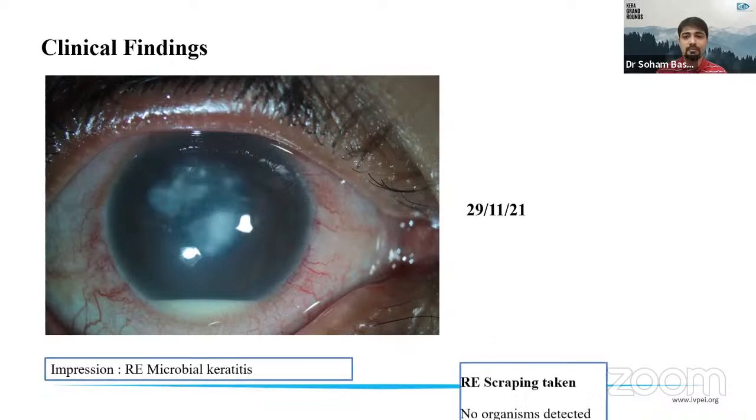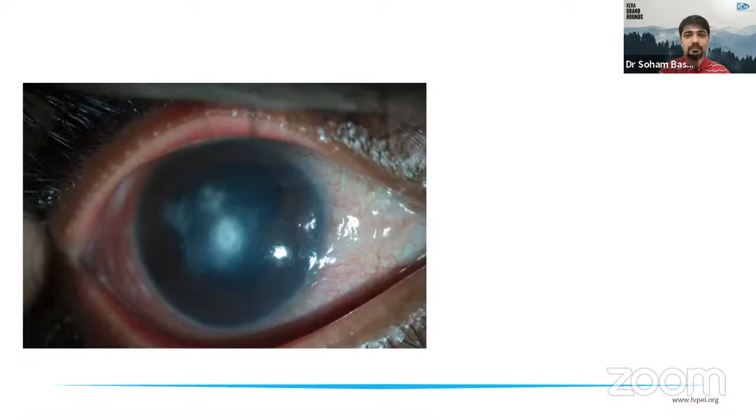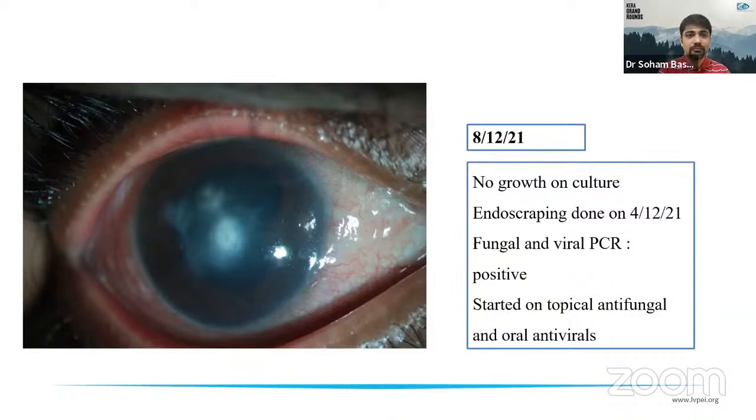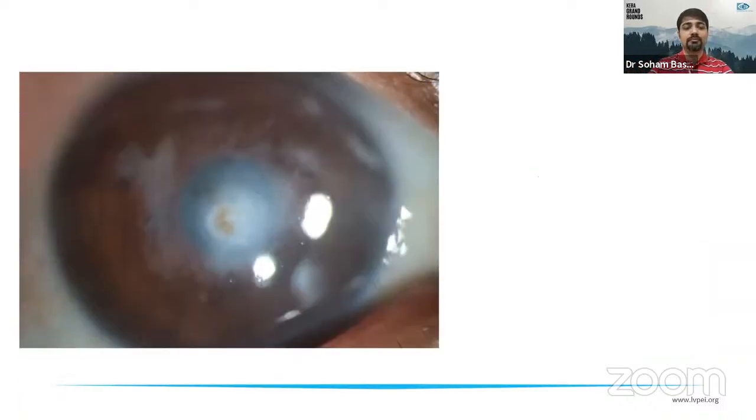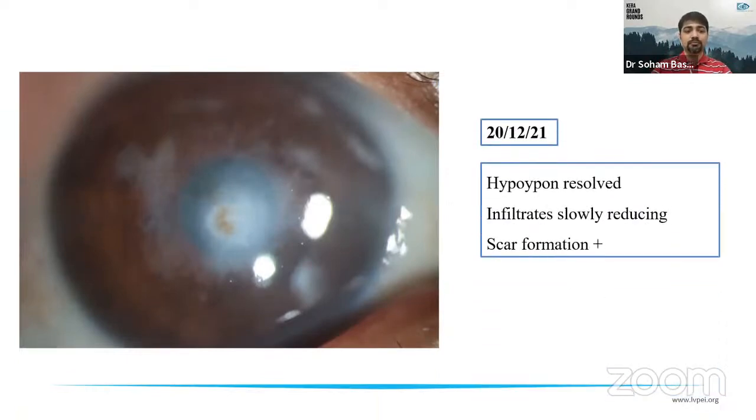A scraping was taken, but no organisms were found. She was continued on topical antibiotics and the antifungals were stopped. Since there was no improvement, an endoscraping and an AC tap was taken for PCR, which turned out positive for fungal DNA and HSV. Antifungals were restarted along with a therapeutic dose of oral antivirals, and the patient was kept on close follow-up. The patient was responding slowly but surely, and the clinical picture had begun to improve with the scarring of the infiltrate and resolution of the hypopyon, and the patient was eventually shifted to a prophylactic dose of oral antiviral.